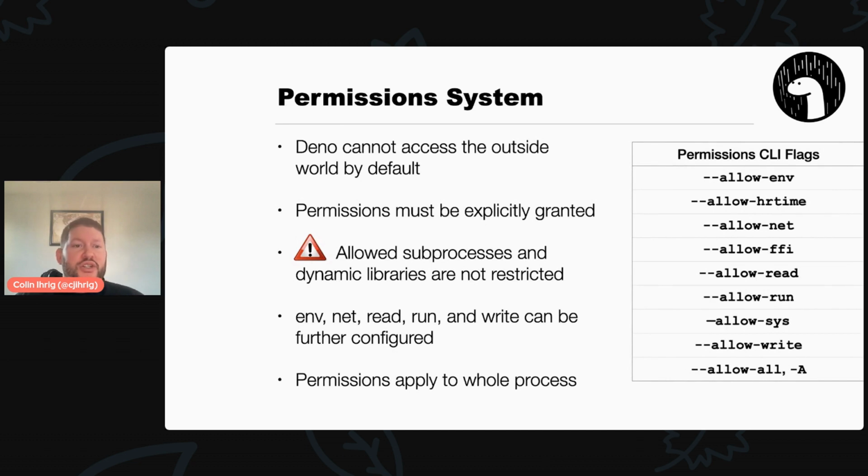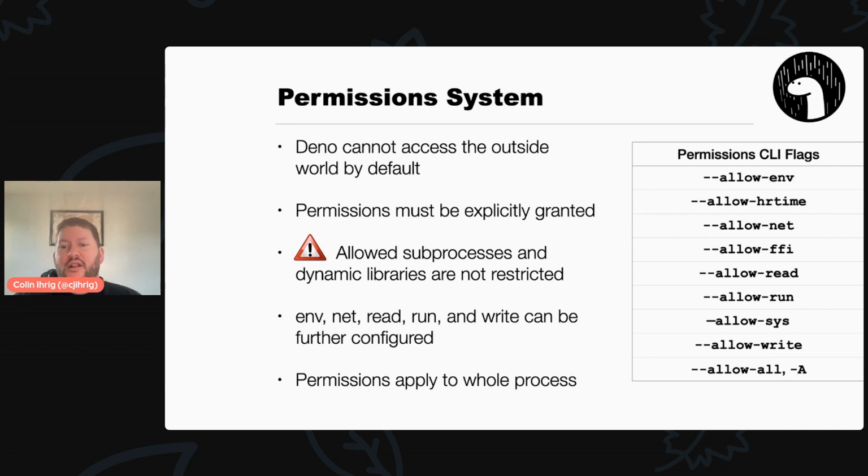Next, I wanted to talk about the permission system. By default, Deno can't really access very much of the outside world. So you have to explicitly give it permissions. And so there's a number of flags that are built in. For example, accessing the environment variables would require --allow-env. High resolution time, which can open up certain attack vectors, is also not allowed. So --allow-hrtime is a flag for that. If you need to make any network connections, --allow-net is required.